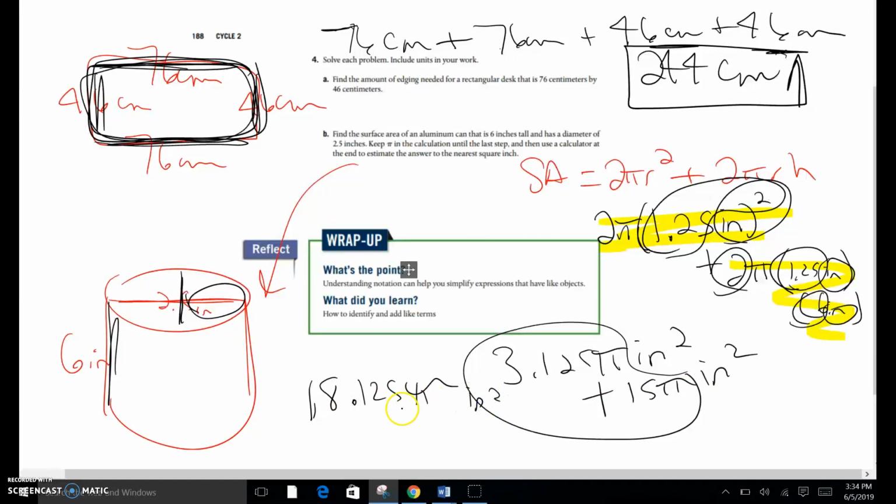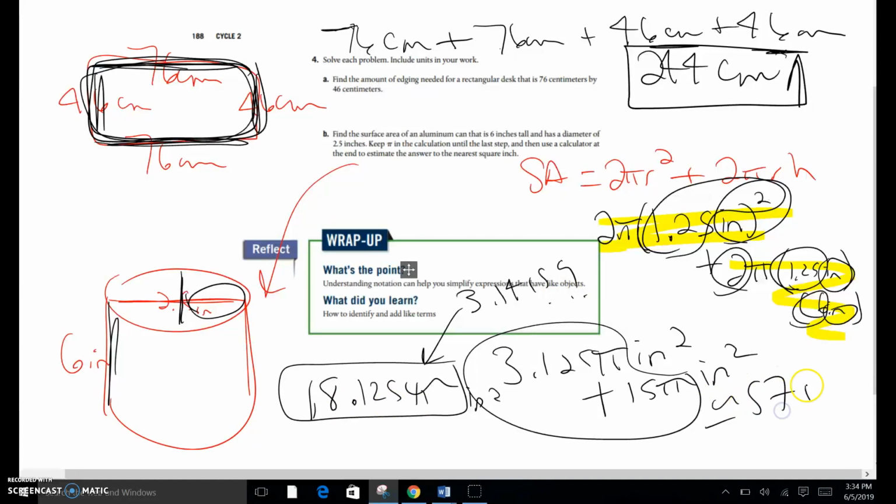So on my math lab, if they want the answer with pi, you just leave it. But we know that pi is 3.14159, or use a pi key on your calculator. Those aren't forever. So you can multiply that times that, and you should get about 57. And again, unit square inches.